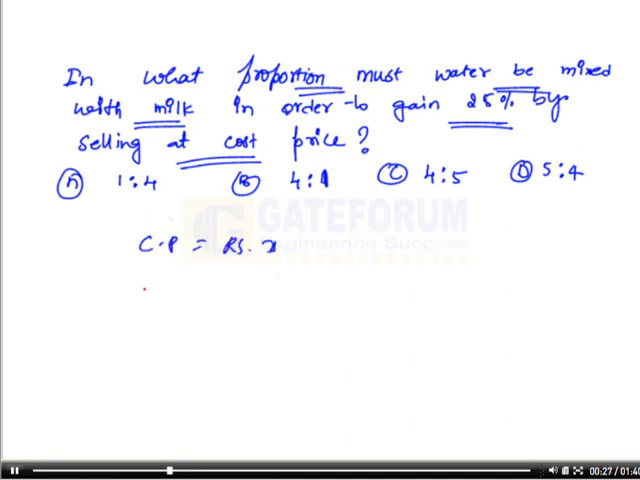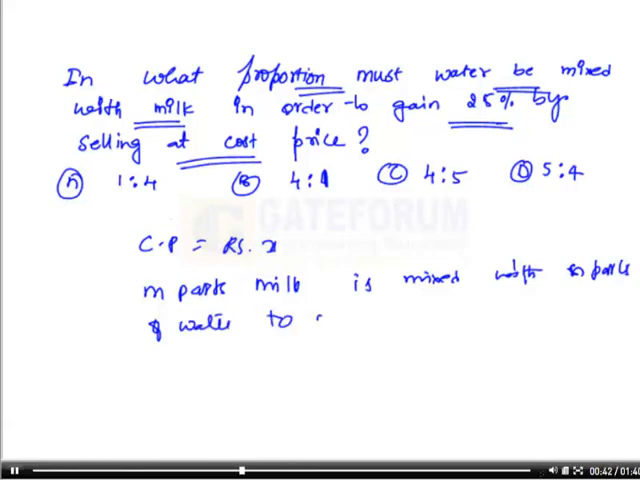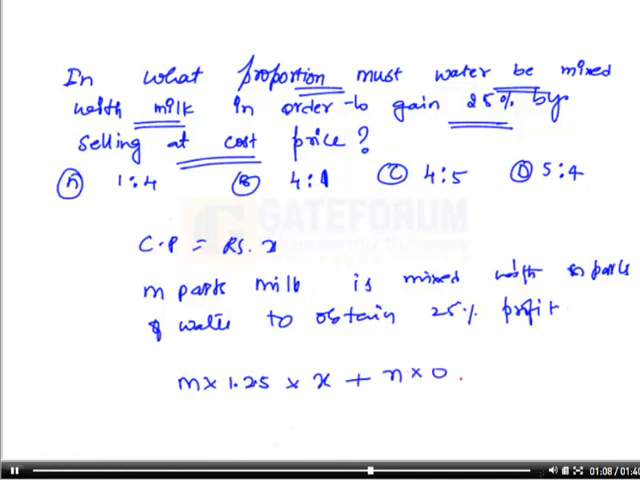And also let us assume that M parts of milk is mixed with some N parts of water, in order to obtain 25% profit. What is the new amount of milk in M parts, of which 1.25? Initially it was 1 unit, now it is 25% increased, and the cost will be X rupees. For M liters, cost is X. Now, plus initially there was no water, so N into 0 parts of water.